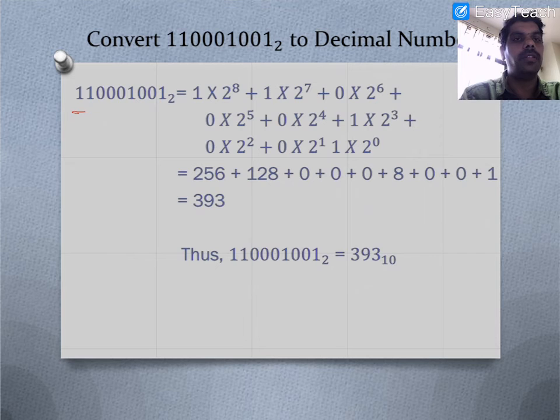See this, this is the binary number. And here you need to start from the left side with 2 to the power of 0, 2 to the power of 1, 2 to the power of 2, 3, 4, 5, 6, 7, 8. Like this we need to convert the binary into decimal.